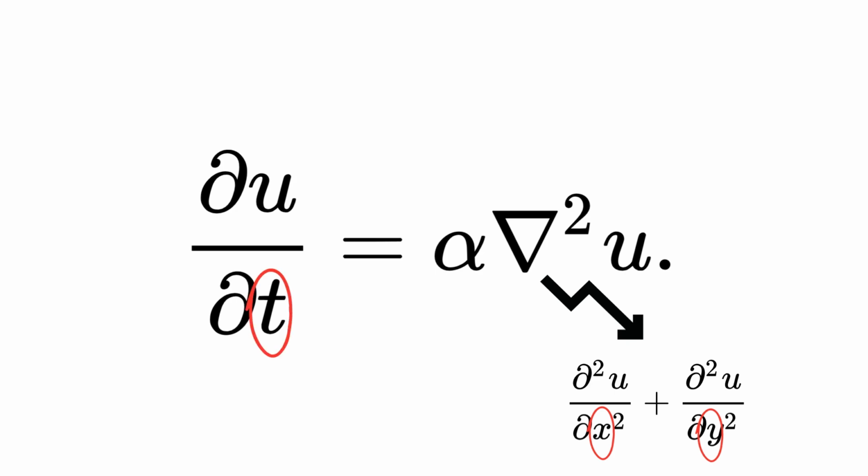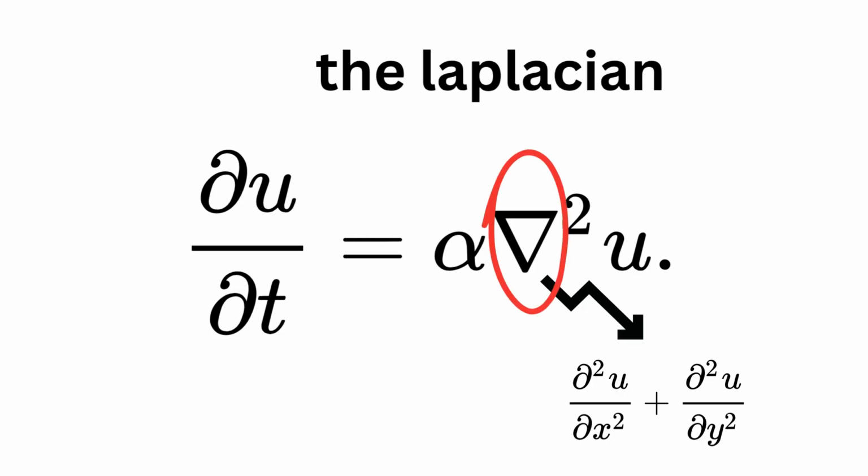Something else has changed. Instead of writing the second derivative with respect to x, we now write this symbol. The Laplacian. It simply combines the curvature in both spatial directions. The first term measures the curvature along x, and the second one measures the curvature along y. When we add them together, we obtain the total spatial curvature across the surface.